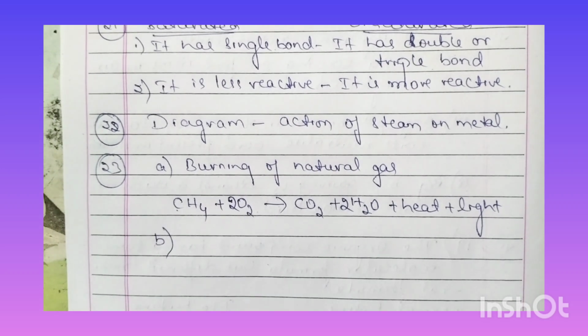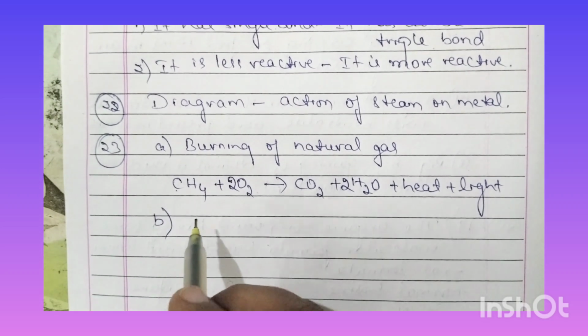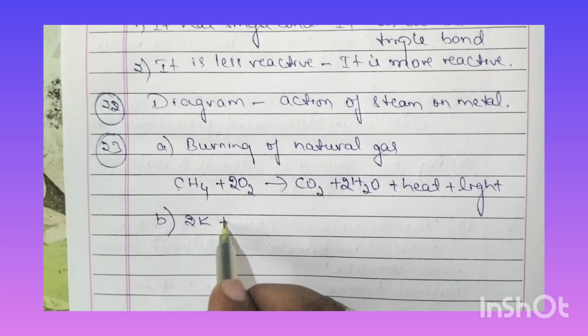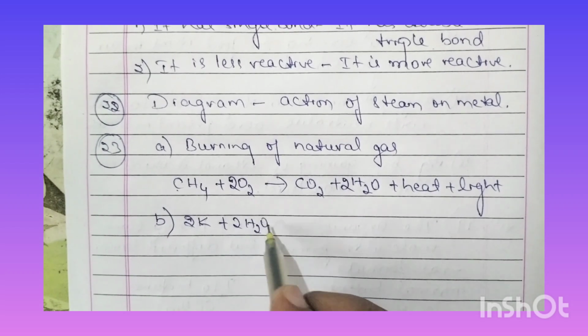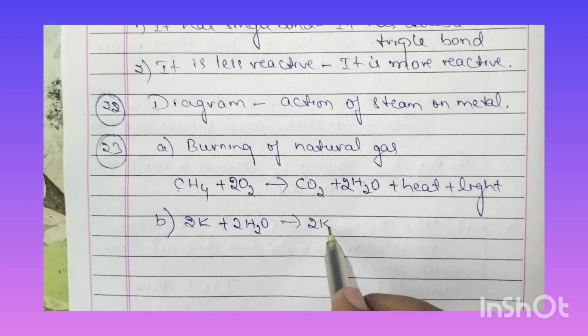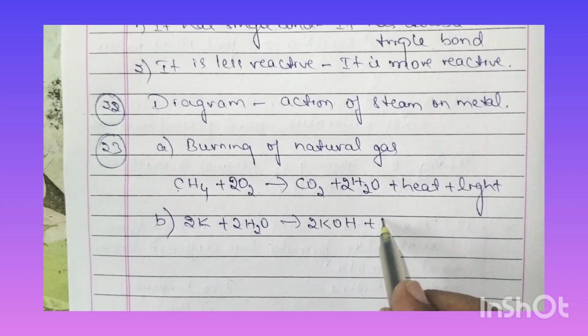Second one, reaction of potassium metal with water. So 2K plus 2H2O gives rise to 2KOH plus H2.